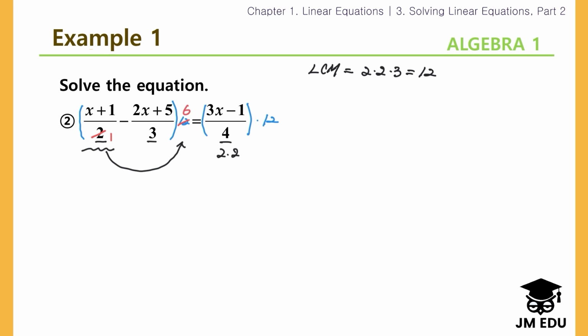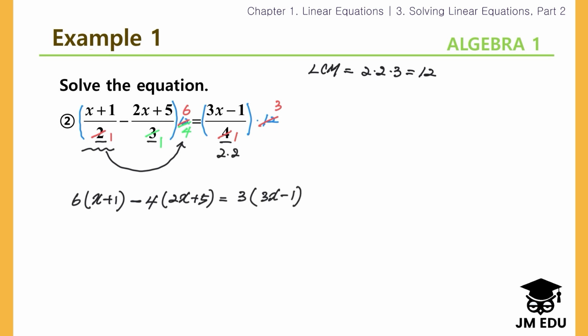So that's going to be 6 times parentheses. Don't forget, we have to write this parentheses. Okay, 6 times x plus 1 minus, here, 3 times 1. 3 times 4 is 12, right? So 4 times parentheses 2x plus 5 is equal to, and here we have 4 times 1, 4 times 3. So that's going to be 3 times parentheses 3x minus 1.